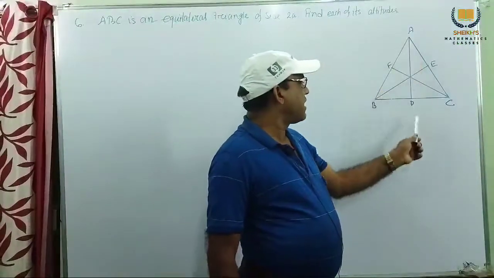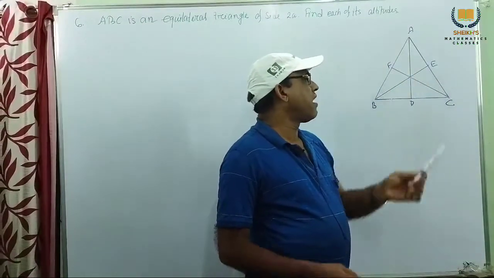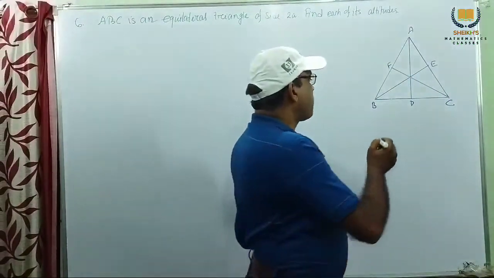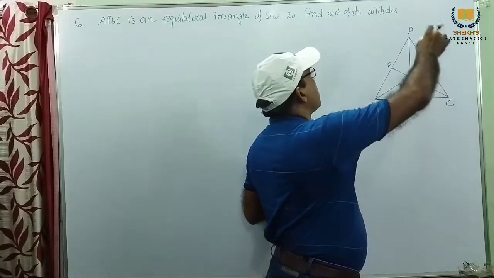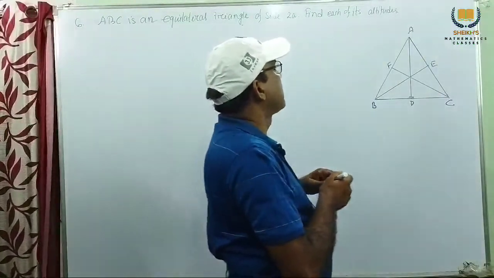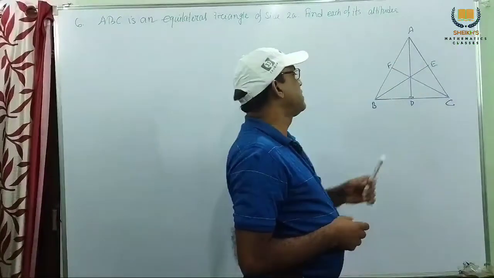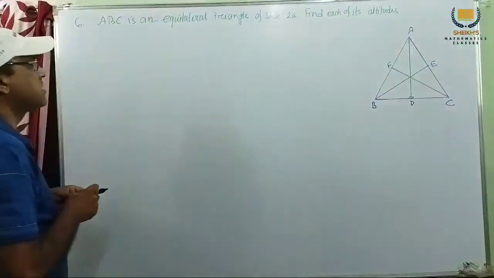And we consider AD, BE, CF are altitudes. Now we have to show these are altitudes, we have to find AD, BE and CF. So the solution starts.